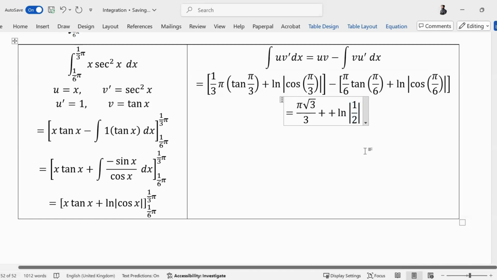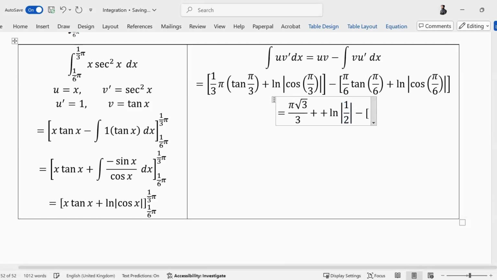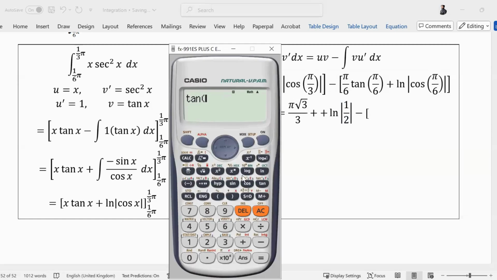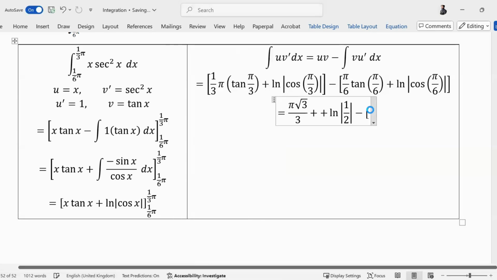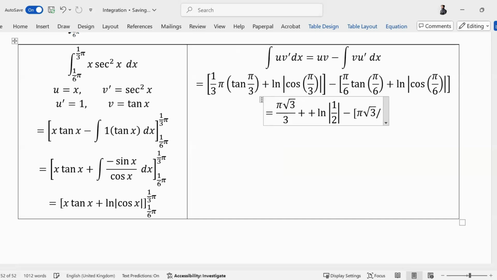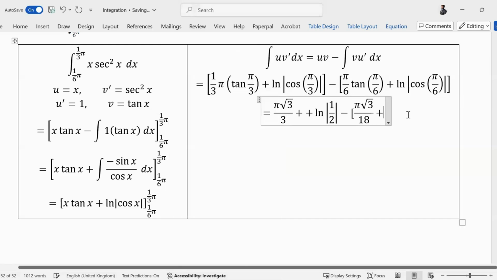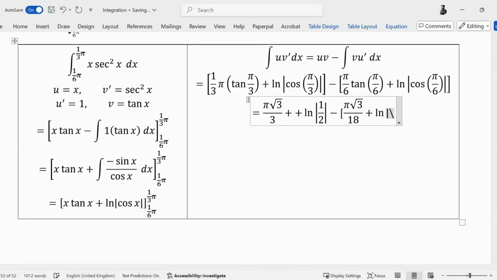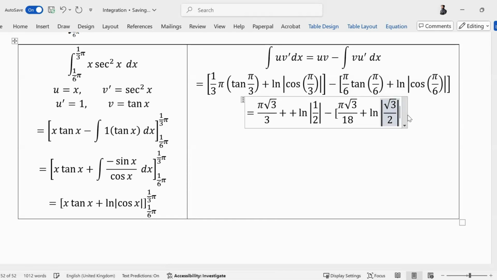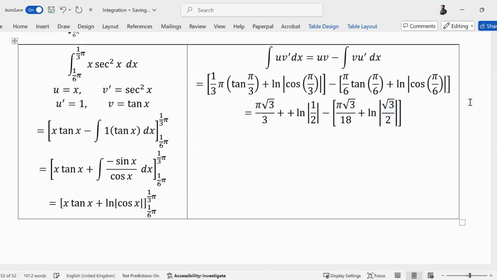I'm just writing it as a fraction, ln half, minus, now when you plug in the lower limit, tan of pi by 6. Remember, you'll have to do some writing in this. You cannot just expect to use your calculator and get your final answers. This is root 3 by 3. When you multiply it by pi, what do we get? Pi square root 3 upon 18 plus cos pi by 6 is, sorry, root 3 by 2. So I get ln of square root 3 upon 2. Is that clear?